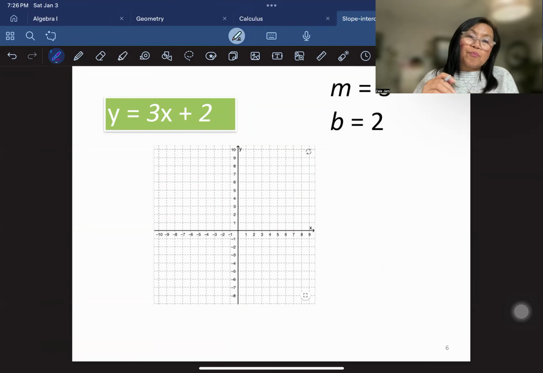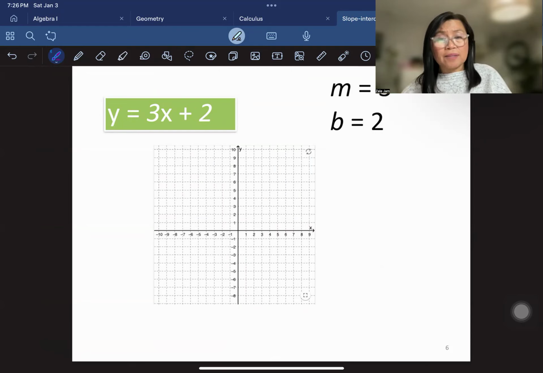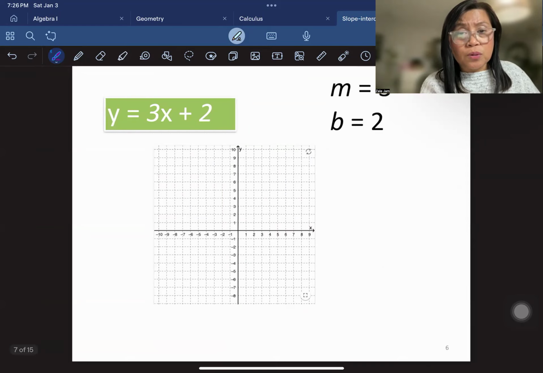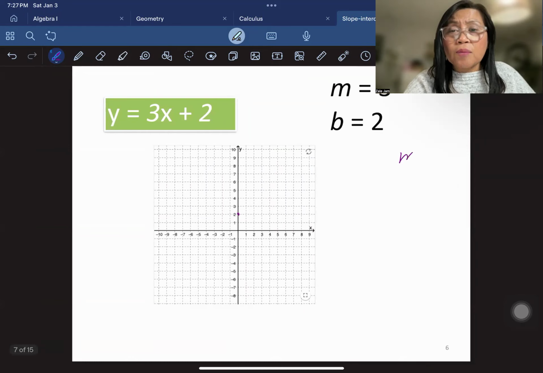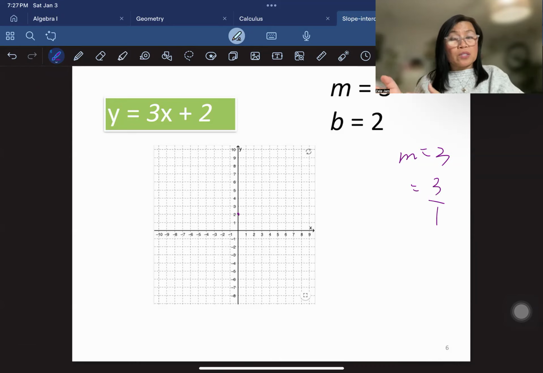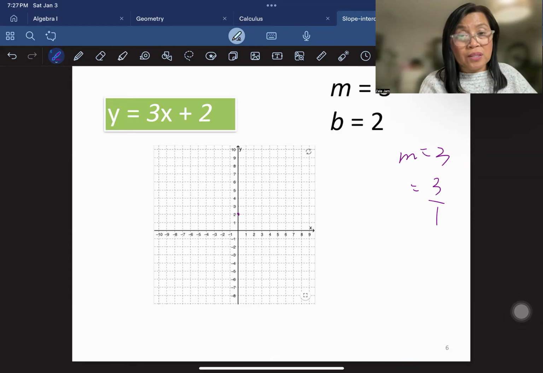We have y is equal to 3x plus 2. Now, how do we graph this line? We start with the y-intercept, which is located at b equals 2. In this case, it's located right here. And then from this point, we go up 3 points. Why? Because the m that is equal to 3 is also equal to 3 over 1, which means that you have 3 points up and 1 point to the right because it's positive.